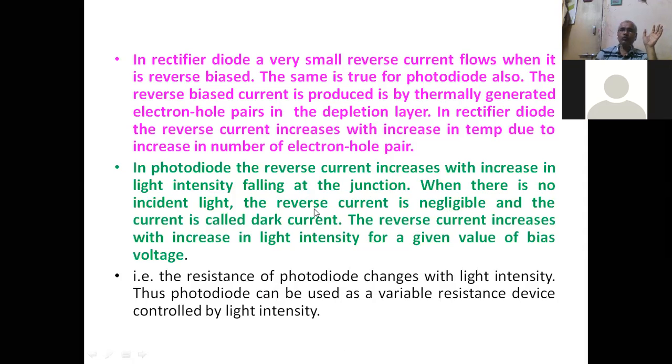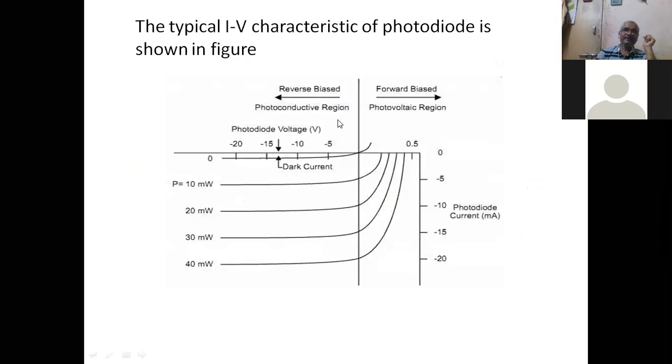Therefore, these photodiodes can be used as a variable resistance device controlled by light intensity. So the resistance of this photodiode can be controlled by the light intensity. Therefore, it is used as a variable resistance device controlled by light intensity. So the resistance can be controlled by changing the light intensity.